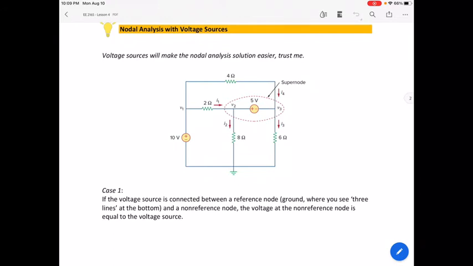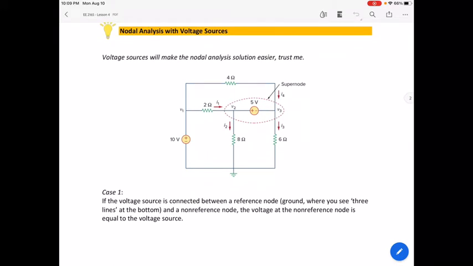But before going into the sample problem, we have two cases for nodal analysis with voltage sources. In the first case, if the voltage source is connected between a reference node, which is the ground, and a non-reference node, which in this illustration is represented by V1, the voltage at the non-reference node is equal to the voltage source. So simply put, in this circuit diagram, V1 is equal to 10 volts. Simple as that.